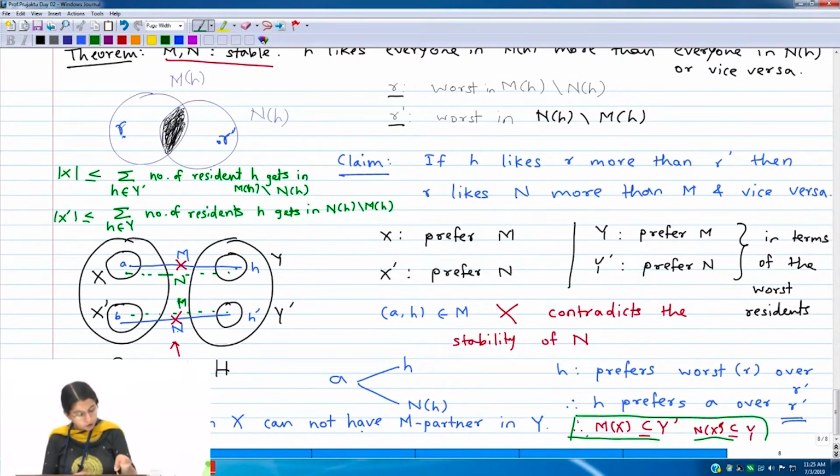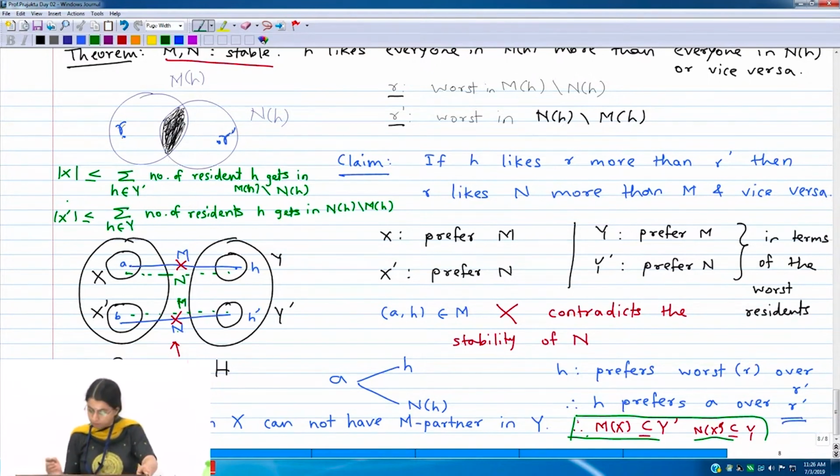So, hospitals in y prime accommodate all of x in the matching M, plus they may be accommodating some residents from x prime as well. So, the total number of residents these hospitals get in M is at least as large as the size of x. And because M and N are just two stable matchings, we can make the same statement for N and x prime. But what are the sets x and x prime? They are just all the residents who get two different partners in M and N. And of course, they are disjoint because either one prefers M over N or N over M, but it can't be both. Because we have just thrown away the residents who get the same partner in both.